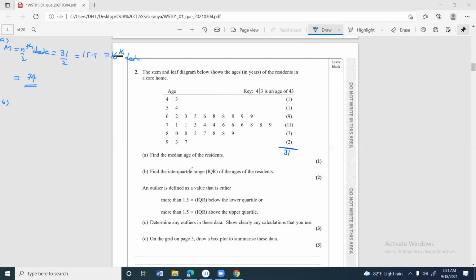Part B is to find the interquartile range. To find Q1, it would be the n divided by 4 data value. That is 31 divided by 4.